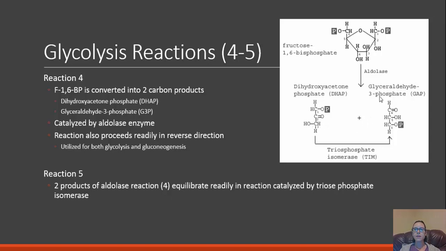It has to be in the glyceraldehyde 3P form in order to continue on the glycolysis pathway, but DHAP is able to convert to glyceraldehyde 3P. This is catalyzed by the aldolase enzyme, and the reaction can go in either direction. So this reaction is utilized for both glycolysis, the breakdown of glucose, and gluconeogenesis, which is the production of glucose. But let's just focus on glycolysis here. And then reaction 5 is just the conversion of DHAP to glyceraldehyde 3P.